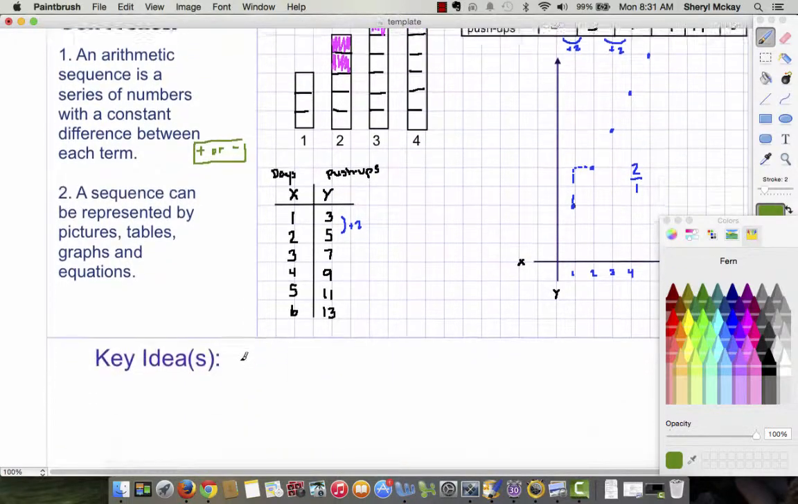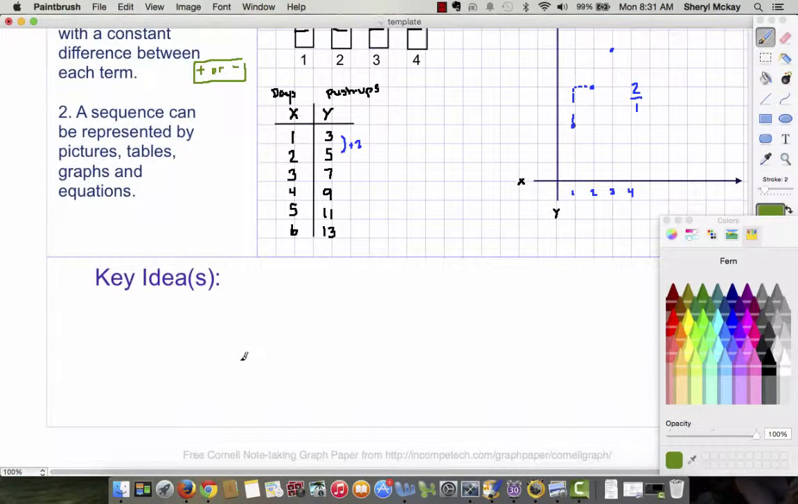Go ahead and think about a key idea that is important for you to remember so that you can really understand arithmetic sequences. Write that key idea down at the bottom, and I'll see you in class.